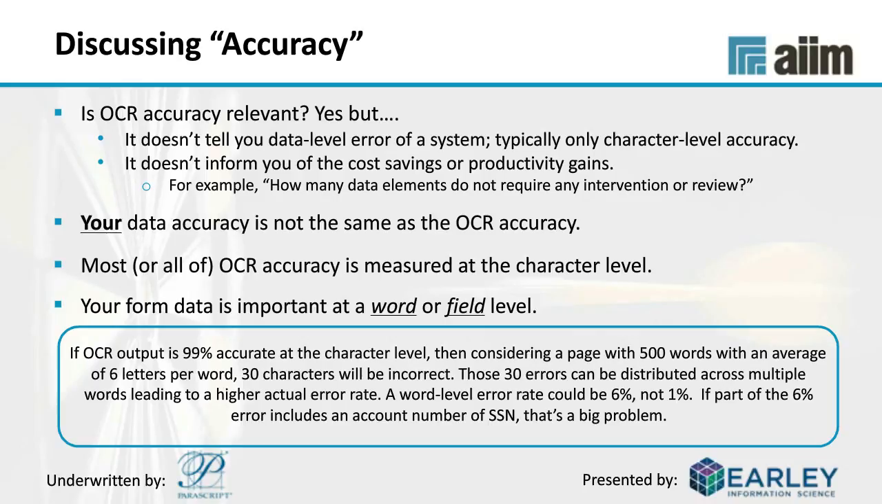An example: oftentimes the accuracy rate of OCR is touted at 99% or greater. What that translates to is that on a document with 500 words, a certain subset of the characters are incorrect. But that doesn't mean that 30 words are incorrect, but it can translate into something a lot higher than a 1% error rate. Oftentimes it can be 6% or higher. So understanding how underlying technology accuracy translates into your applications is essential.